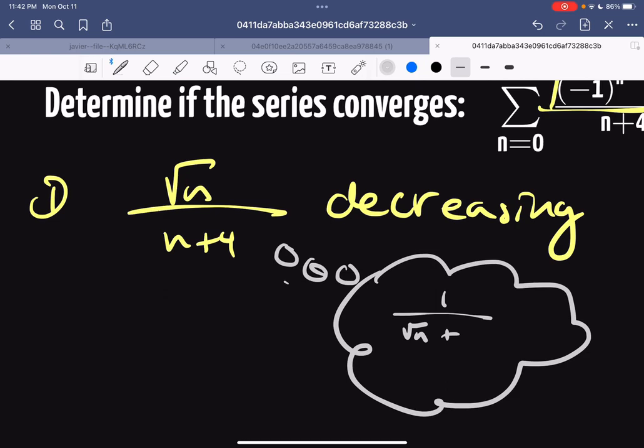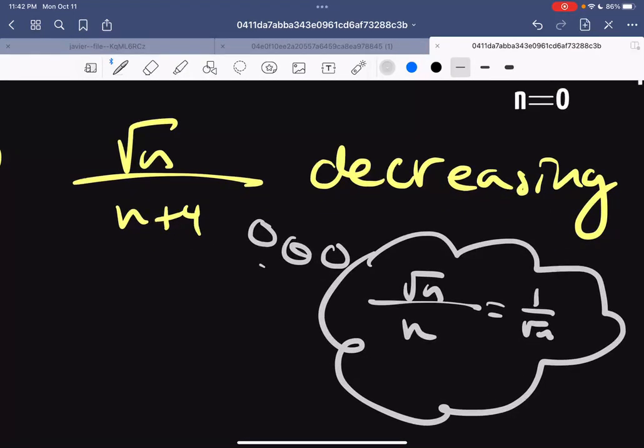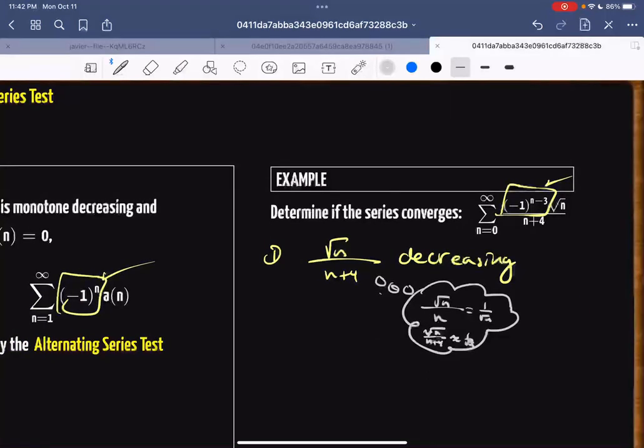it really, here's another way to look at it. The dominating terms on the top look like this: square root of n, forget about that 4, the dominating term is n, so this looks like 1 over the square root of n. So this one, square root of n over n plus 4, behaves a lot like 1 over the square root of n. That's what makes me think that this will be decreasing. Okay, that would be one possible argument.